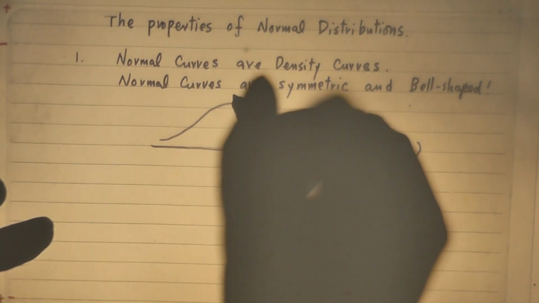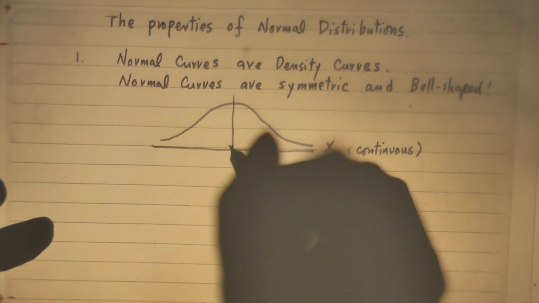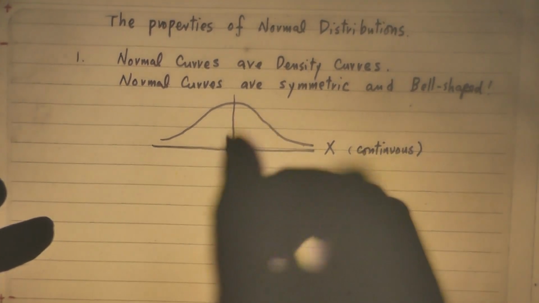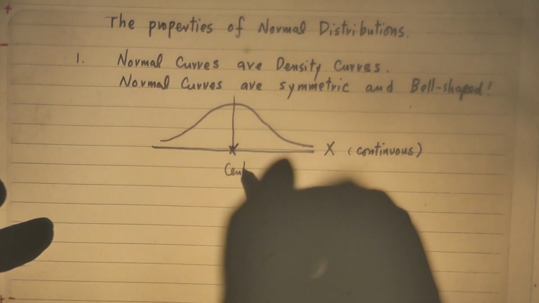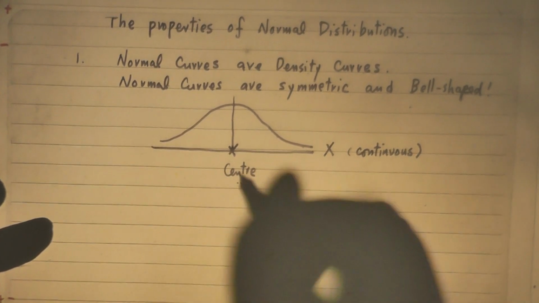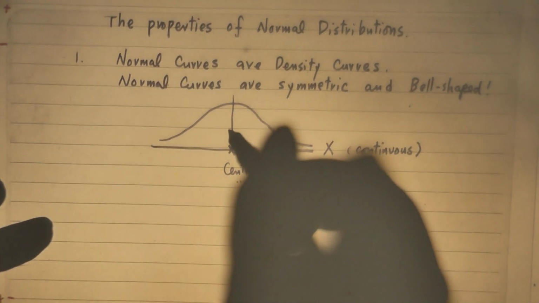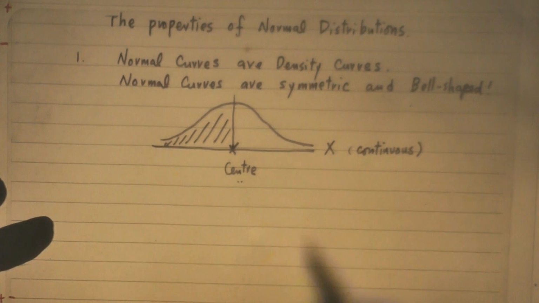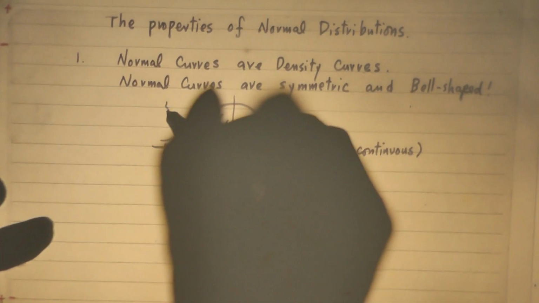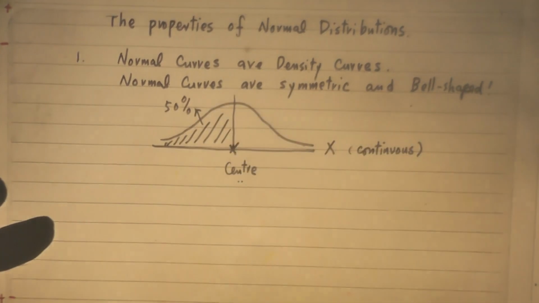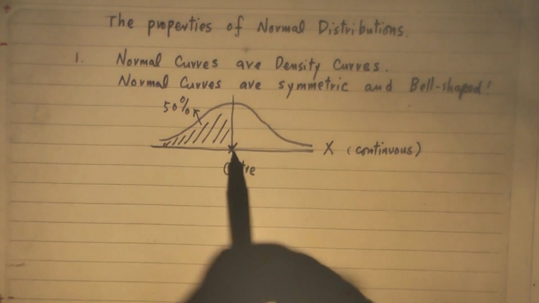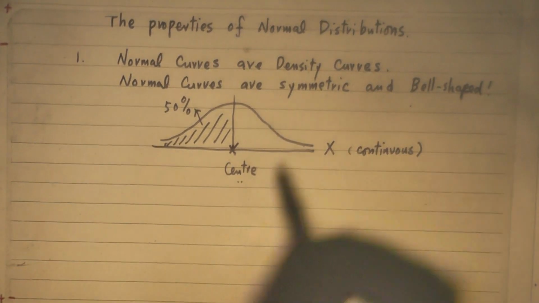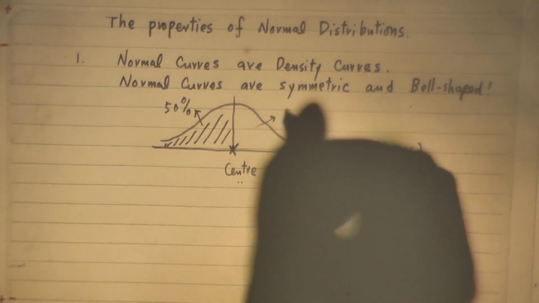Now, here is the center of the X distribution, okay? This is the center. So, suppose I tell you this side covers 50% of the area, or you say 50% of observations less than or equal to this point. Since it's a density curve, everything under the curve adds up to 100%. So this is the other 50%.